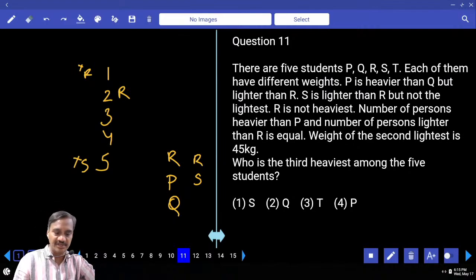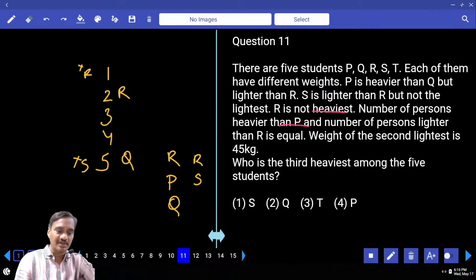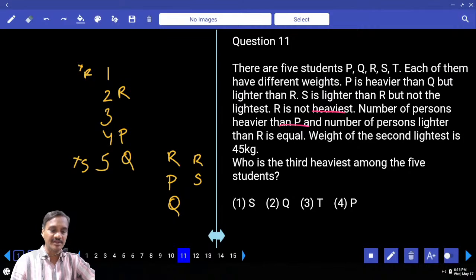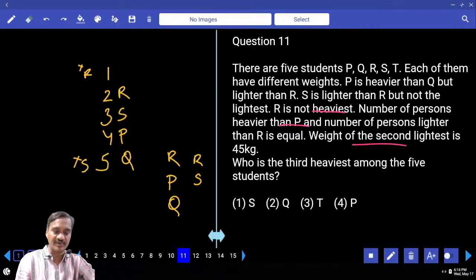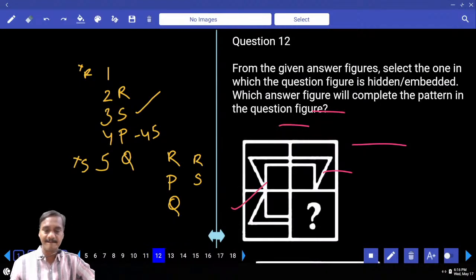As P, Q and S cannot be here, hence Q must be here. Then the number of persons heavier than P and the number of persons lighter than R are equal. Heavier than P, there are 3, and lighter than R, there are 3. Then who is the person here? S must be here. And the weight of the second lightest person is 45. Now P is 45. And who is the third heaviest? Third heaviest is S, choice 1, question number 11.